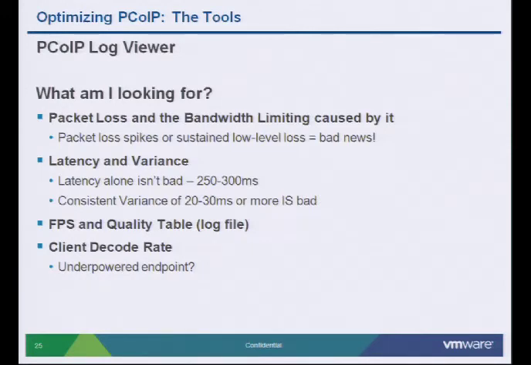Frames per second is not so much diagnostic. It's more when we get to the tuning aspect. PCoIP defaults to 30 frames per second. And if you leave it there, that's great. But when your users do actions maybe that they shouldn't be, if you have an office worker who's not supposed to be watching video and they start, you're going to be throwing that across the network at 30 frames per second.